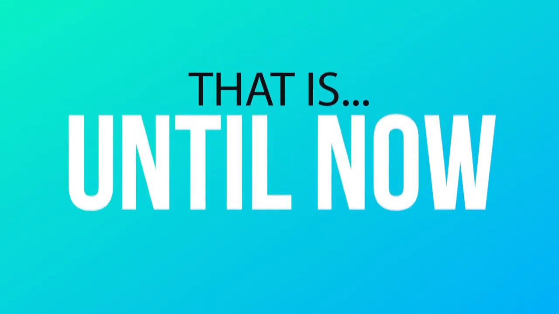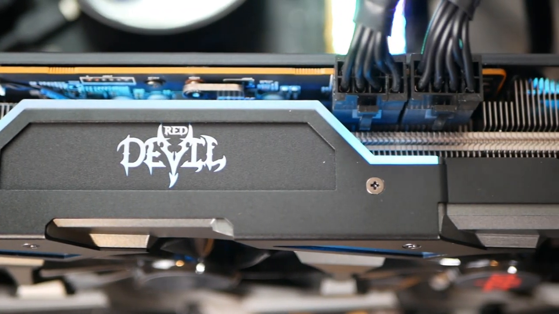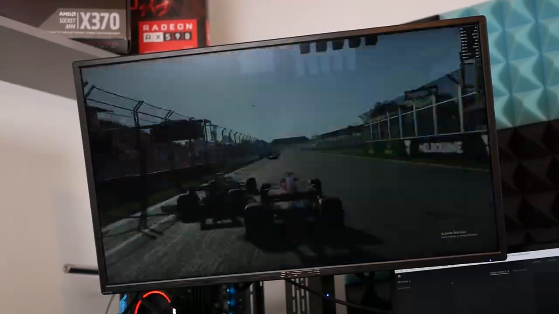That is, until now. PowerColor actually sent me their newest Red Devil RX 5700XT, and over the past couple days I've been putting it through its paces to see just how high I could push it. So first, a quick thank you to PowerColor for sending me this beast of a GPU, and second, this isn't so much of a review as it is me just trying to get the craziest overclock ever. But if you're interested in something like that, let me know down in the comments below.